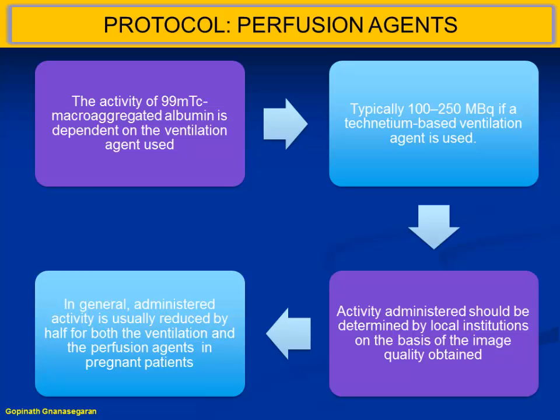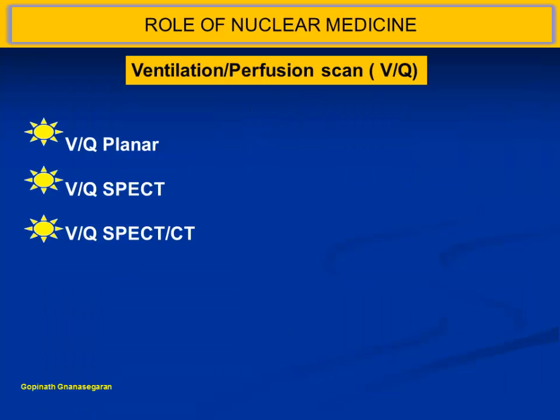So the protocol for perfusion agents is you inject technetium MAA. If you're doing a SPECT scan, we double the dose, approximately from 100 to 250 megabecquerels. And again, it's a local protocol, how much you want to do. But if the patient is pregnant and more than 24 weeks, we do that as a general protocol. But if it's less than 24 weeks, we do a half dose activity, which is approximately about 100 or 150.